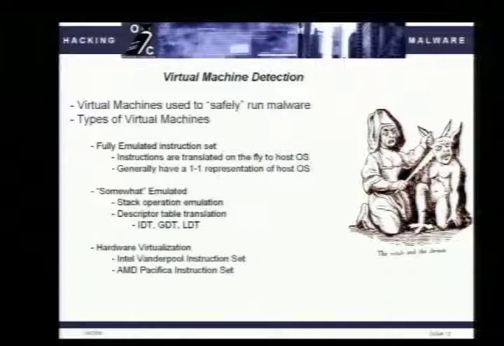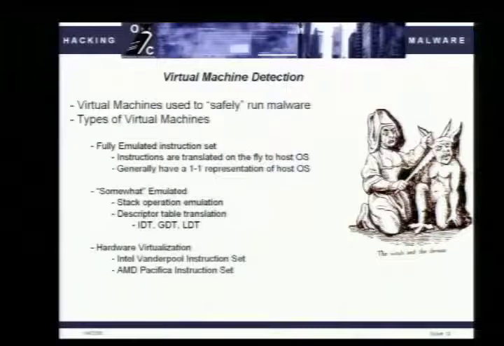So virtual machines are important for the malware analyst because it's important to have some level of safety. You don't want to infect your root machine. Not that it doesn't happen, but there's a few different types of virtual machines. The first one is a fully emulated instruction set, and this is where the instructions are translated dynamically on the fly from the host OS. These are 100% emulated. Things like Bochs, it's really slow. That's because it's doing this one-to-one emulation.